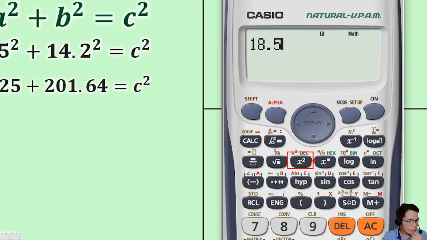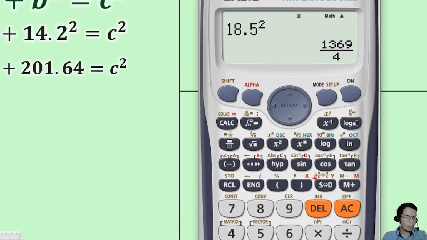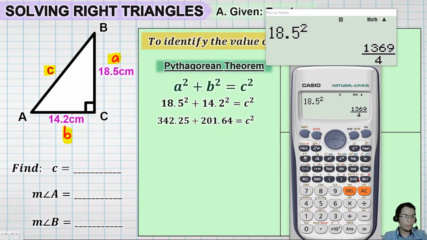Ayun, meron. Sa baba ng sign, yung pindutan dyan. Pag pinindot nyo yan, x squared yung lalabas. 18.5 squared. So, equals yun na. Then, sa mga naka-scientific calculator, lalo na kung casio yung gamit nyo, pwede to yung S to D. Ayan, pag pinindot nyo, magiging decimal.